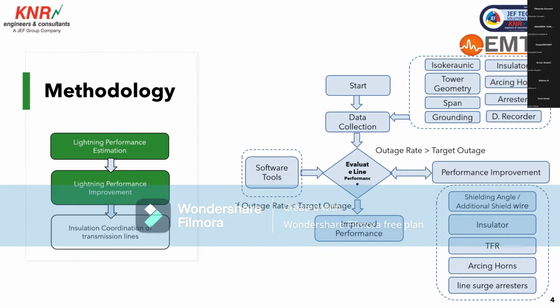And if it is not meeting, then we will again look for mitigation measures like installation of surge arresters at critical towers or improving tower footing resistance at critical towers. So this process will be iterative until we reach the target outage rate.